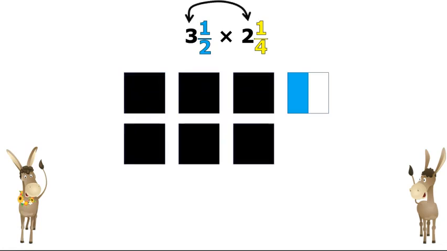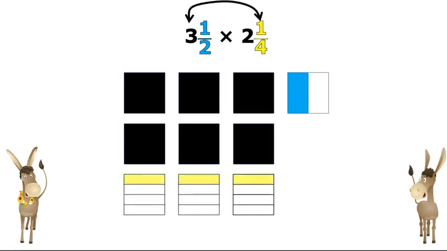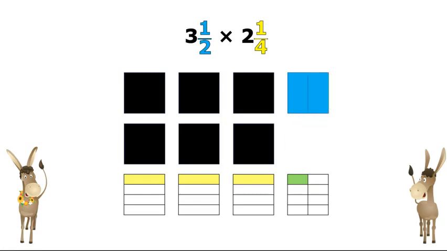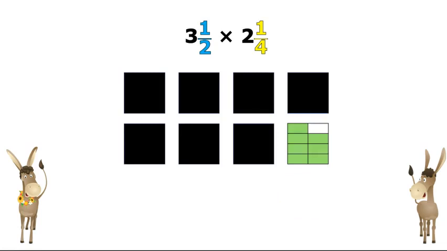First, I'll multiply the 3 times the 2 and get 6. Then I'll multiply the 3 times 1/4. Then the half times 2. Then the half times 1/4. Now we need to simplify, right? That's right. Let's put pieces together. So the answer is 7 and 7/8. That's right, Melvin. Very good.